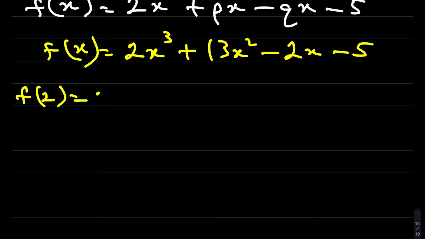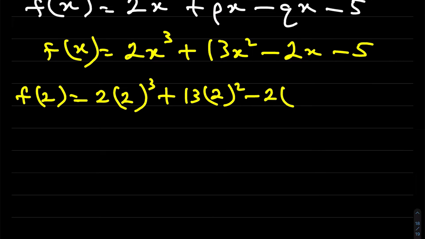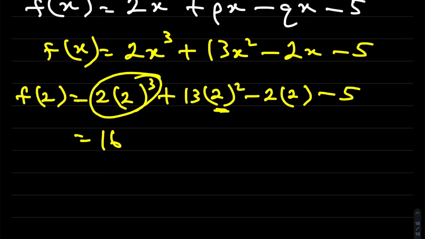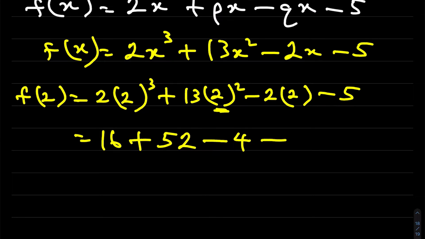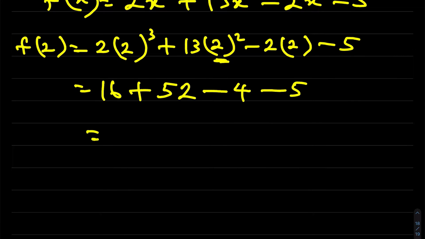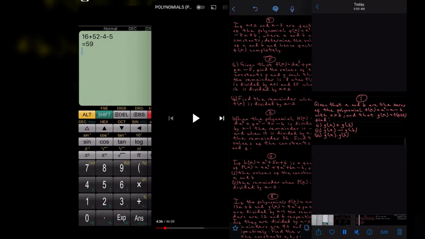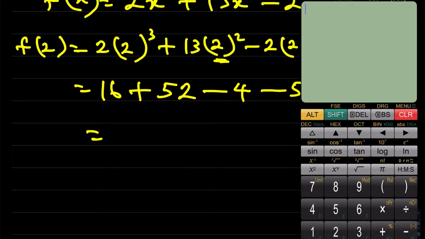F of 2 equals 2 times 2 cubed plus 13 times 2 squared minus 2 times 2 minus 5. That's equal to 2 cubed is 8 times 2, that's 16. 2 squared is 4, times 13 is 52, and that's minus 4 minus 5, which is equal to 16 plus 52 minus 4 minus 5, and that's equal to 59. So the remainder when f of x is divided by x minus 2 is 59.